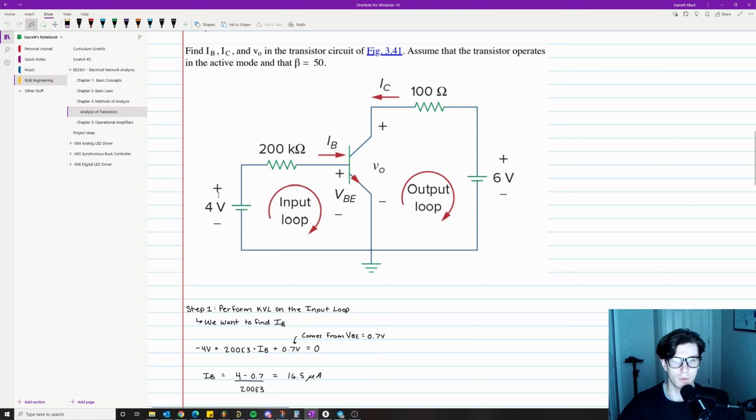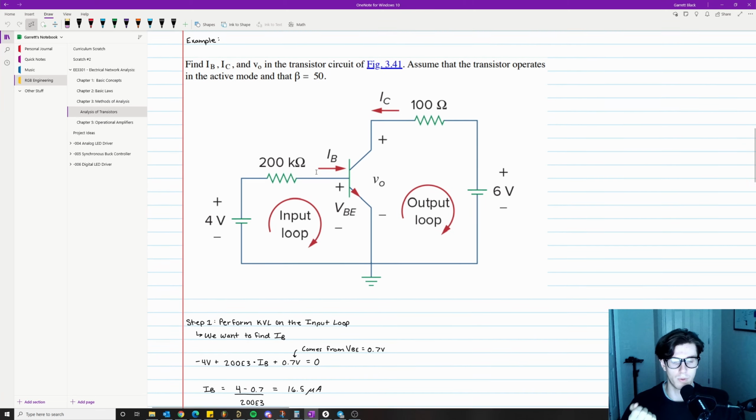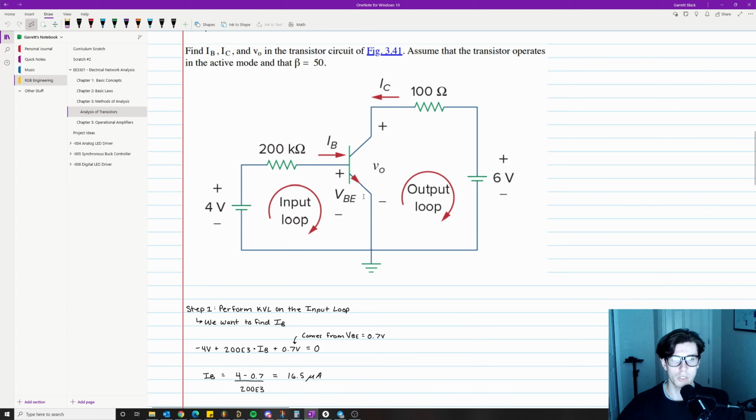And then we have a voltage drop of 0.7 volts, which comes from VBE. So again, we're following this: we got minus to plus, plus to minus, and then we have VBE, which is plus to minus. And remember, we said earlier that VBE, in this case, is 0.7 volts. So then you have a plus 0.7 volt drop right here, and then equals 0. So that closes the loop right there.